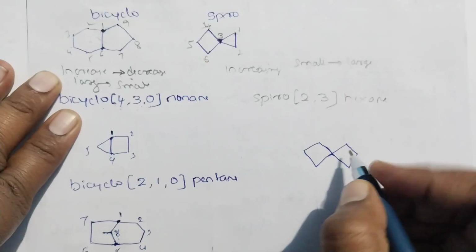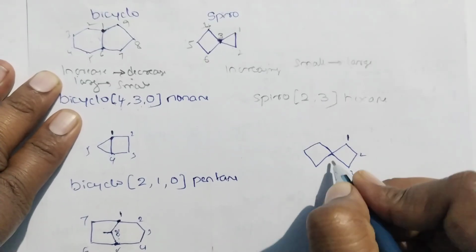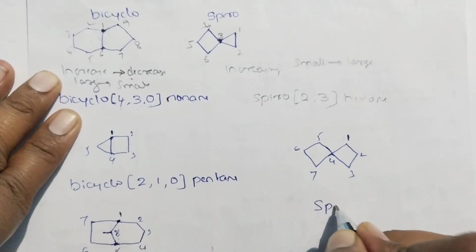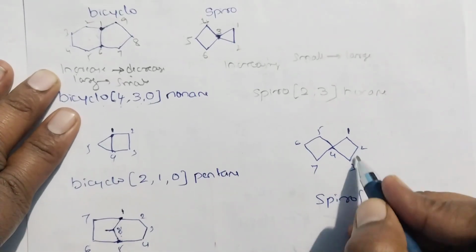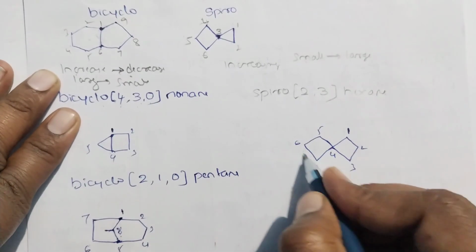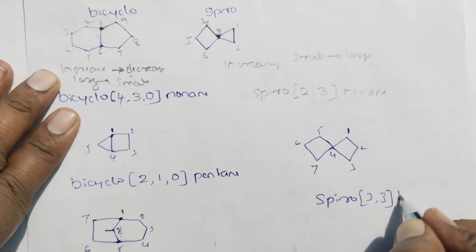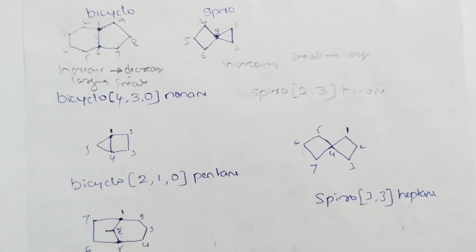Give the numbers here. Which is small? Two are the same, so that you can take this 2 3 4 5 6 7. Spiro is the prefix, 1 2 3, 1 2 3. Total number of carbons is 7, hence it is heptane. Like this you have to give the name for Spiro compounds.